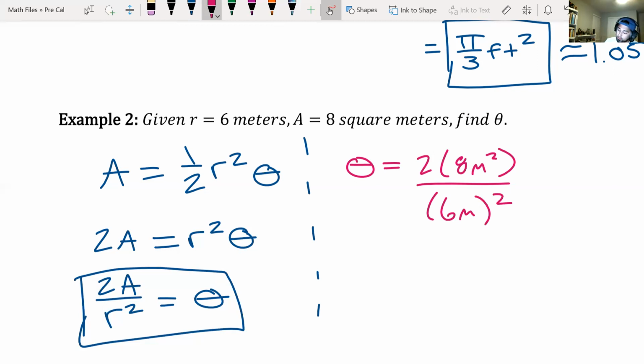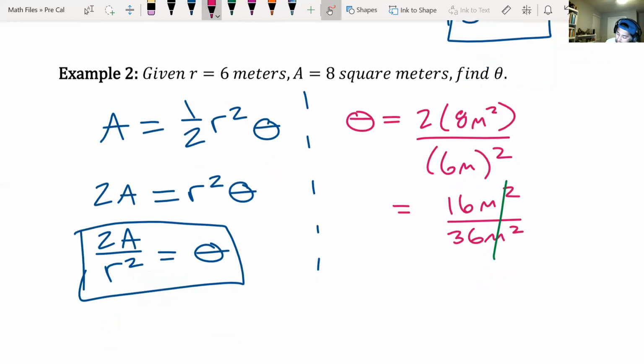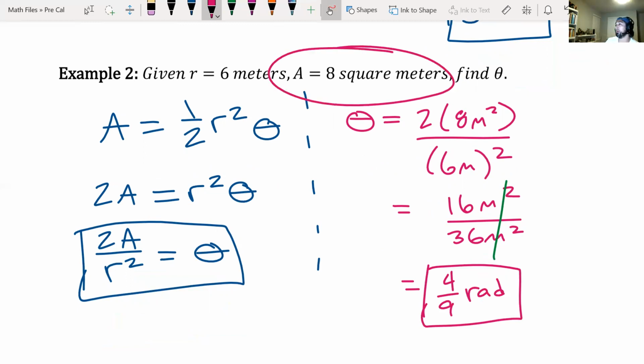So what we end up with is 16 square meters over 36 square meters, where this is important for units. Your units will what? Cancel. And what does 16 over 36 reduce to? 4 over 9. 4 over 9 radians. I have a question. I might have just missed it, but where did the squared on the 8 come from? That is from what's given. Okay, sorry, I didn't see that. You good. 8 square meters.